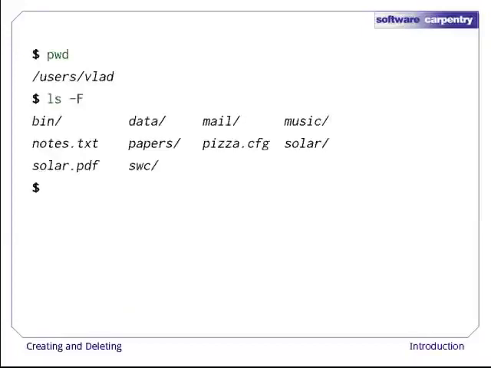Let's go back to Vlad's home directory, /users/vlad. As in the previous episode, ls -F shows us the files and directories it contains, with a trailing slash after each directory to help us tell them apart. Let's create a new directory called temp with the command mkdir temp. As you might guess from its name, mkdir means make directory.